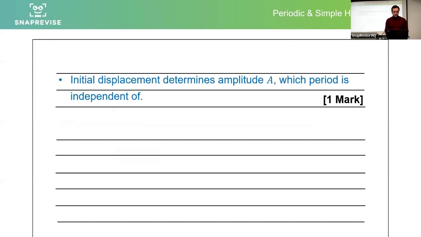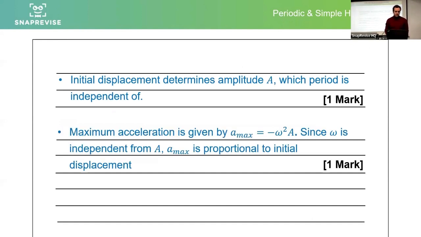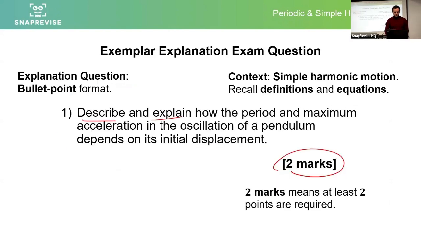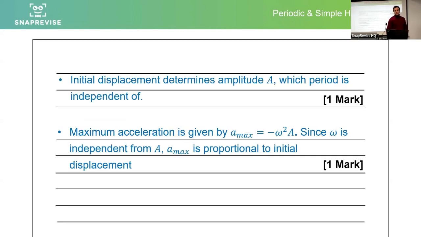Initial displacement determines amplitude A, and period is independent of this. Maximum acceleration is given by a max is minus omega squared A. Since omega is independent, a max is proportional to the initial displacement. Okay. So the period does not depend on the initial displacement, but the maximum acceleration does, because acceleration for all simple harmonic motion systems is proportional to displacement. So the maximum acceleration is going to be proportional to the maximum displacement.